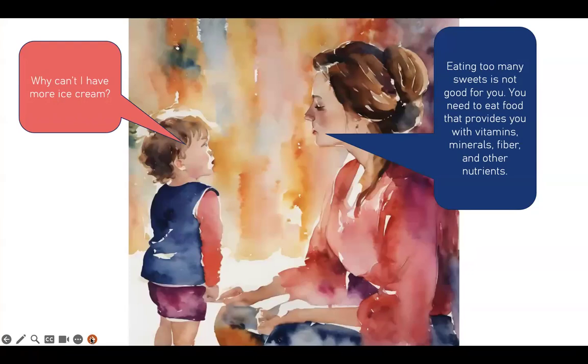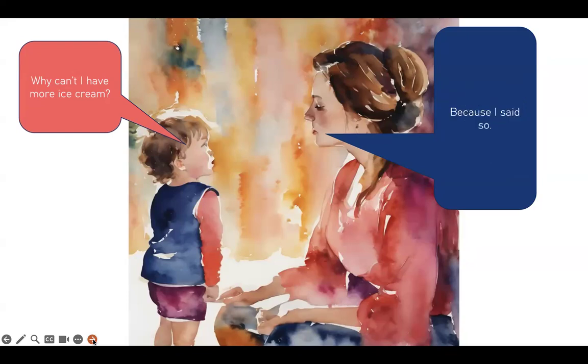Consider the following scenario. A toddler says to his mom, "Why can't I have more ice cream?" And his mom tries to explain to him, "Eating too many sweets is not good for you. You need to eat food that provides you with vitamins, minerals, fiber, and other nutrients." As a mom, I know that sometimes you don't get very far with these kinds of logical explanations, and sometimes you find yourself resorting to the following argument. Because I said so. What we're going to find out is that this idea of whether to explain something logically or appeal to authority is something that is present in Talmudic argumentation as well.